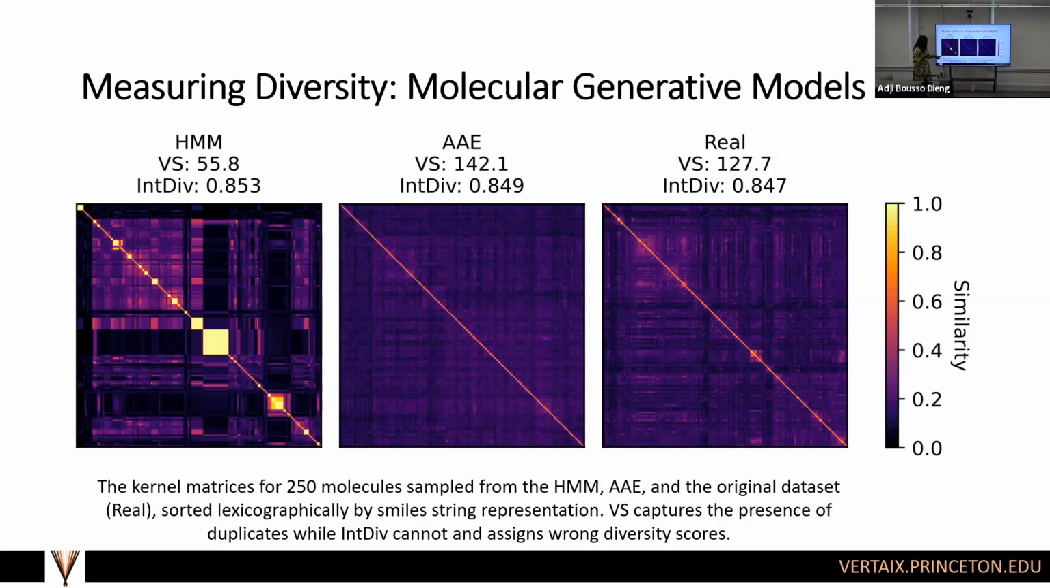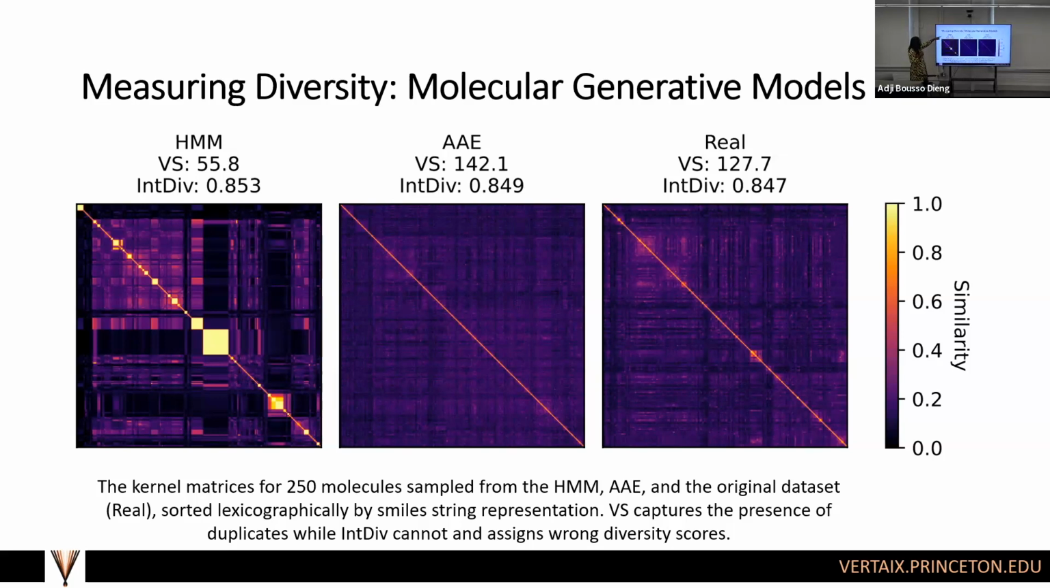What we're showing here is the kernel matrix of, we took 250 molecules and looked at the kernel, and you can see the duplicates in the colors. So the more yellow indicates that there are duplicates present. In the real data set, that tells us what we should be targeting. So you can see that this generative model has way more duplicates than the real data set, but that the real data set has more duplicates than this adversarial autoencoder model. So we're trying to see if the diversity score picks up on that.